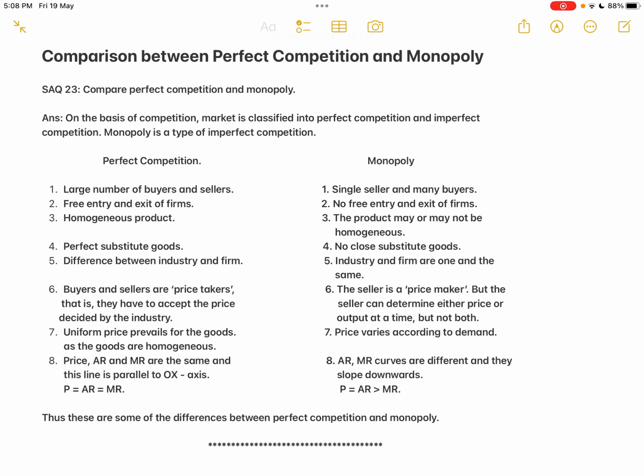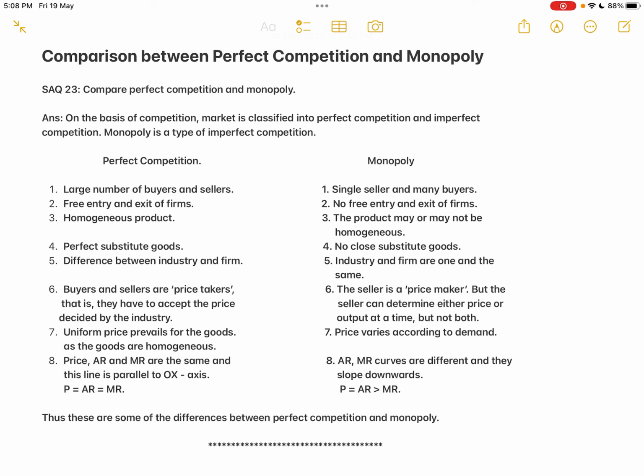But what about monopoly? The seller is a price maker. The seller can determine either price or output at a time, but not both, isn't it? Because his average revenue curve is sloping downwards, either he can fix the price or the sales; both together he cannot determine at a particular time, but still he is the price maker. He is not a price taker, he is a price maker.